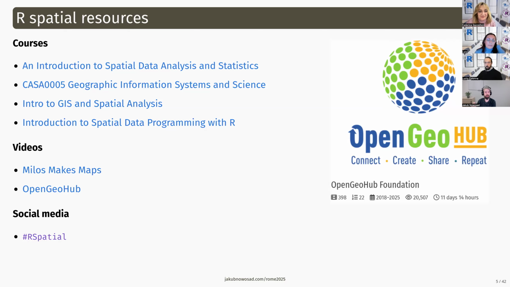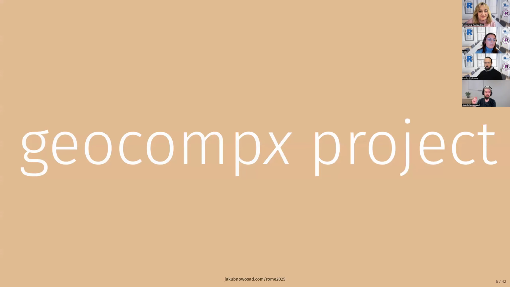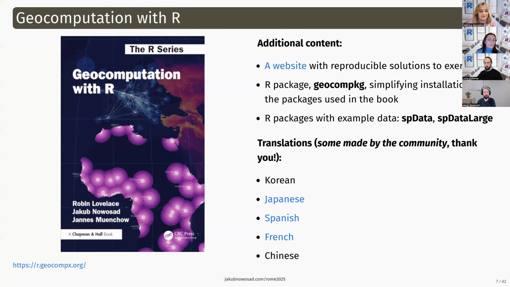Talking about those resources, I just want to highlight a project called geocompx. geocompx is a project that started in 2016 with me and Robin Lovelace. We started working on this book called Geocomputation with R that we co-wrote with Jannis Münchow. It was recently published as a second edition this year, and also has several translations, some of them made by the community. But most importantly, the book is freely available online at r.geocompx.org.